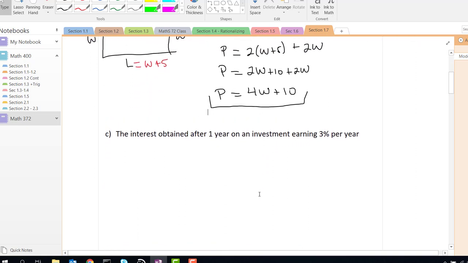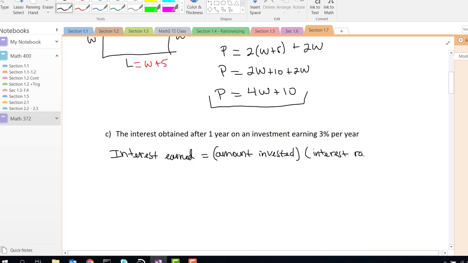In this third example, the interest obtained after 1 year on an investment earning 3% per year. So how do you earn interest? Usually you have to multiply the interest times the amount invested, right? So I'm going to say the interest earned is your amount, the amount invested, times the interest rate as a percent. Interest rate, sorry, as a decimal.